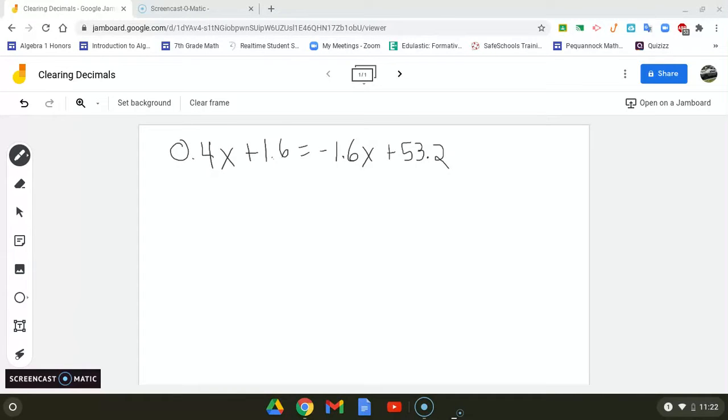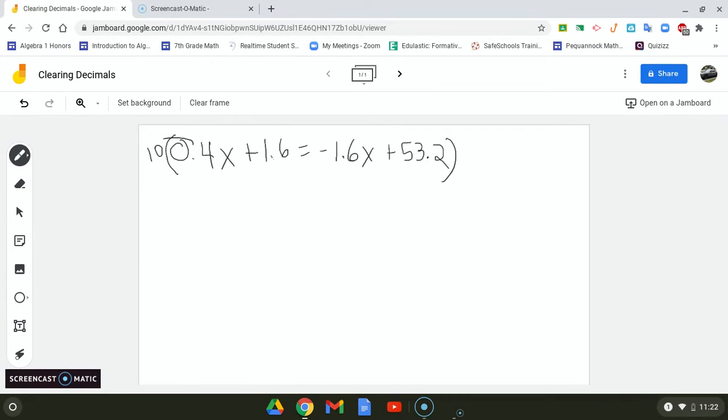Okay, here's an example from the quizzes that you had to do where the problem is really set up to be clearing decimals. So as you can see, here's your problem. There actually is a decimal there. Okay, let's see what we have as far as decimal places go. So we have 4/10 x plus 1 6/10 is equal to negative 1 6/10 x plus 53 2/10. So everything is in the tenths place. So that means if we're going to clear all the decimals, we're going to multiply the entire problem by 10.